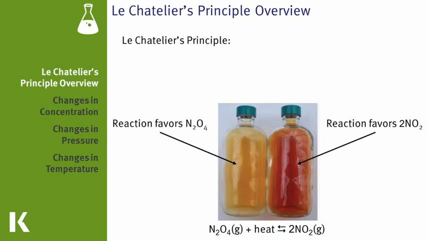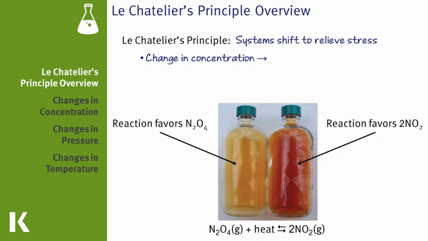First, let's discover what Le Chatelier's principle is. This image shows two bottles, one with N2O4 gas and the other with NO2 gas, two parts of the same reaction, but one bottle favors the reactants and the other favors the products. How can this be? Well, it has to do with how systems shift their equilibrium to relieve any applied stress. Say we were to change the concentration of a product or a reactant by adding or removing this compound. This would cause a shift away from equilibrium, and the system would have to readjust to get back to equilibrium.